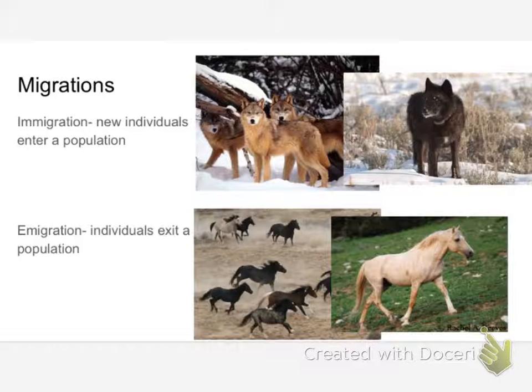So immigration, and you know this from social studies, immigration is individuals coming into a population. Emigration is individuals exiting a population. So in social studies, you do a lot, I think, with immigration to this country. We don't do a whole lot with emigration, but it's just the opposite, and you already know that.